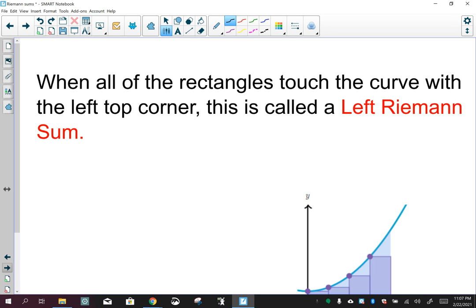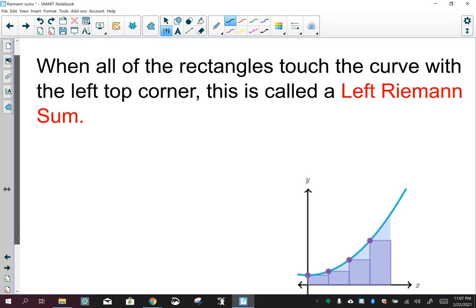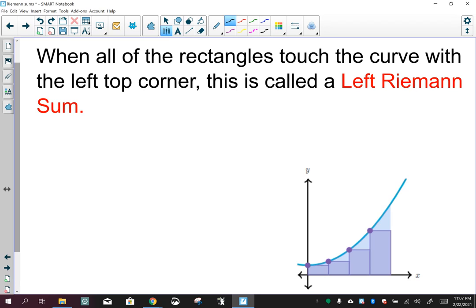So when all your rectangles touch the curve that you're looking at with the left top corner, this is your left Riemann sum. So what you're going to do is find the area of each one of these rectangles here, and you're going to add them up, and that's going to be your estimate with a left Riemann sum.